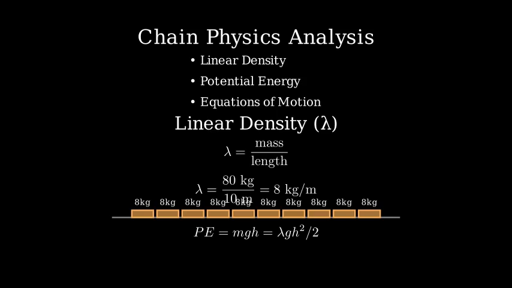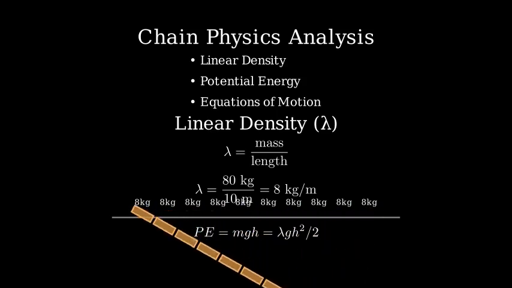The potential energy of any point on the chain depends on its height and the mass of the chain up to that point. As we lift the chain, each segment gains potential energy based on its height above the ground.